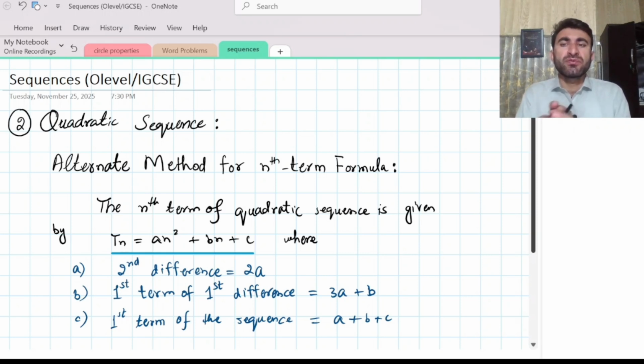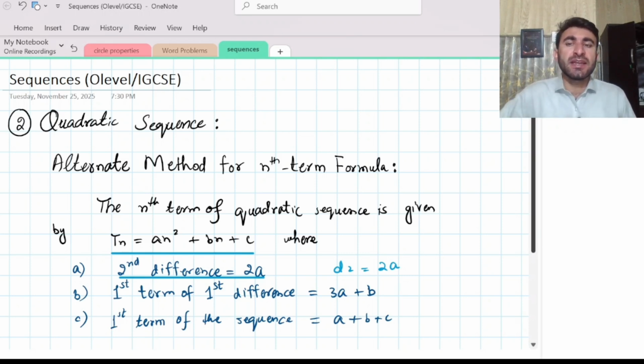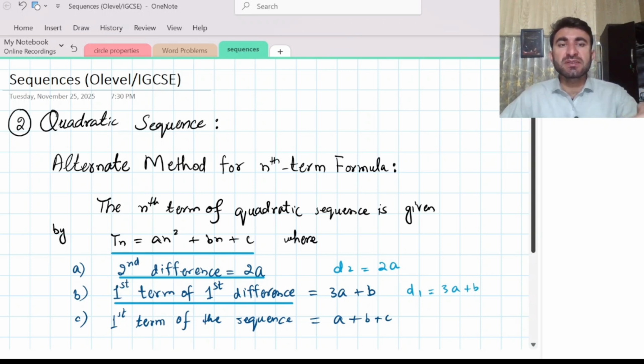written down. The first one is that the second difference equals 2a. We have called this second difference d2 in the last method we discussed, so d2 shall equal 2a. So we will be able to figure out the value of a from here. Then the first term of the first difference shall equal 3a plus b, and we called the first term of the first difference d1 last time. So d1 shall equal 3a plus b. We will replace the value of a calculated from the previous result over here, and we will be able to figure out the value of b.